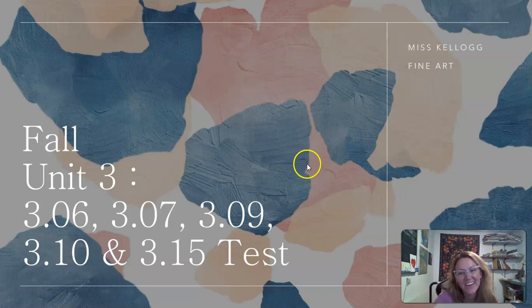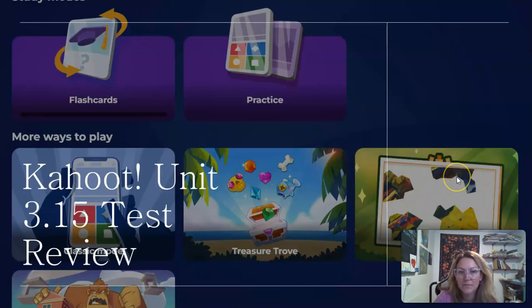Let's get started. We are going to start out with our Kahoot! Yay! Okay, the link for this is going to be in the YouTube comment section, or in the description box of the YouTube video. I'm going to have a link here, and it's going to bring you to this page. You can play the classic mode, the treasure trove, the art mode, the one where he pounds the buildings, or you can do practice or flashcards. I'm going to do the practice one today.